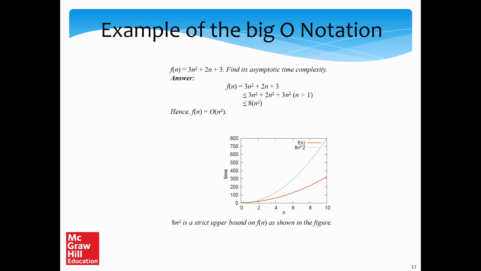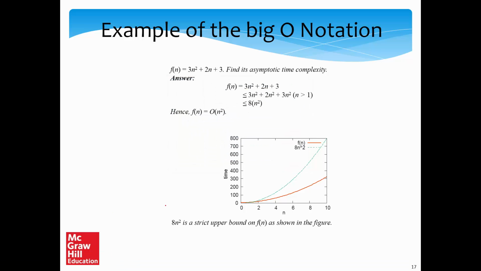Now let's consider an example of the big O notation. Let's look at fn is equal to 3n square plus 2n plus 3, and let's find its asymptotic time complexity. So fn is 3n square plus 2n plus 3, which is less than or equal to 3n square plus, well, 2n is less than 2n square when n is greater than 1, and 3 is also less than 3n square when n is greater than 1. So if I sum up all of these terms, fn is less than or equal to 8n square.